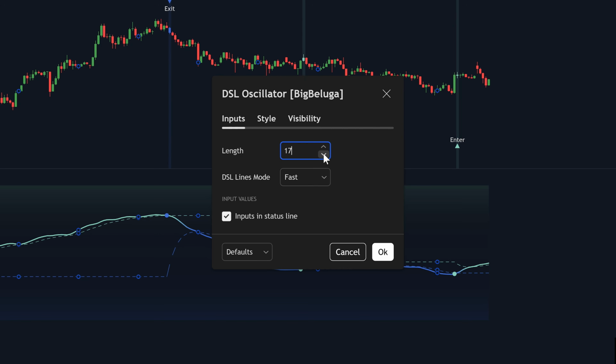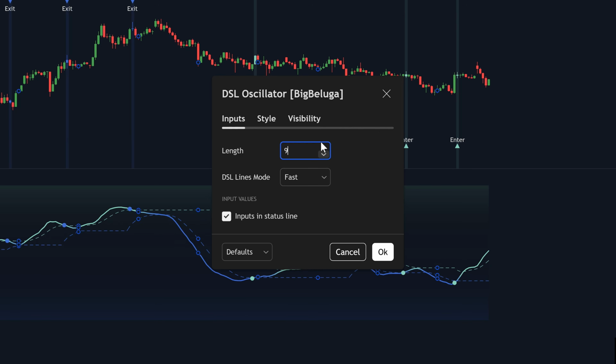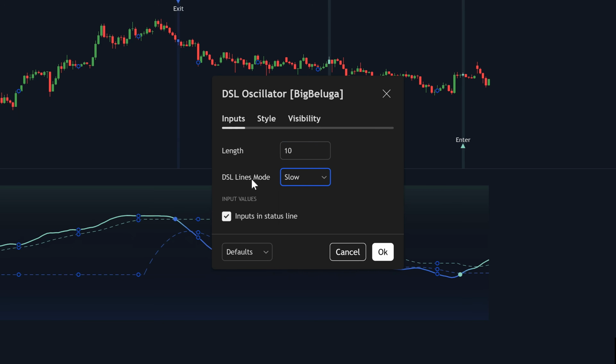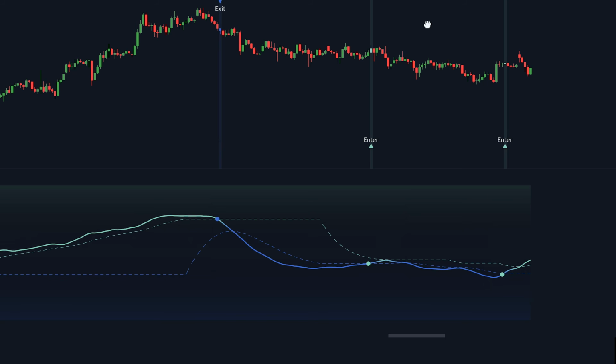For a smaller time frame like 5-minute, you can use a range of between 10 and 20 or thereabout. Fine-tune the settings so that the oscillator can adapt to various market conditions and also your personal strategy. As previously mentioned, you can also alternate between slow and fast mode in the DSL lines mode, which greatly influences the position of these lines.